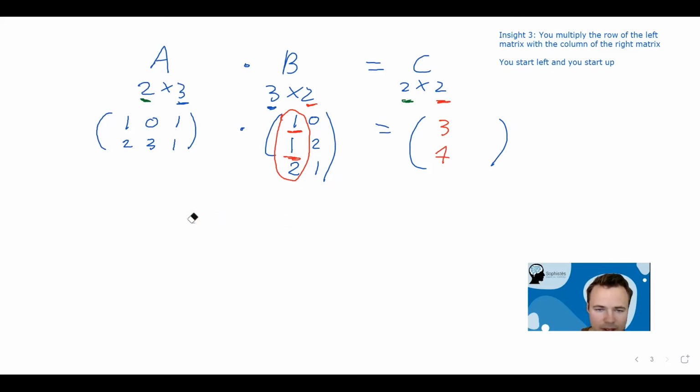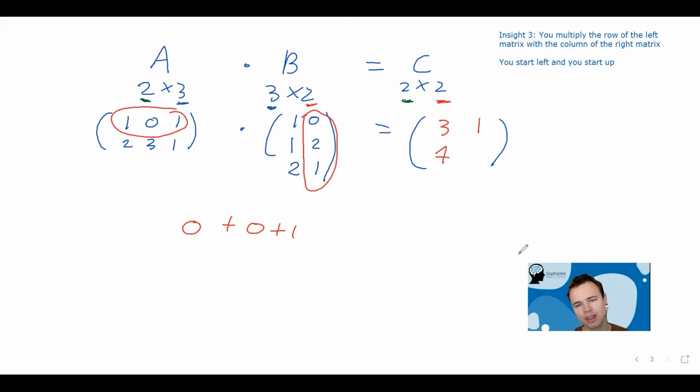Okay, let's do another one. And eventually it will become really natural for you. So this one is row 1, column 2. So I do 1 times 0, which is 0, plus 0 times 2, which is also 0, plus 1 times 1, which is 1. So this one is a 1.